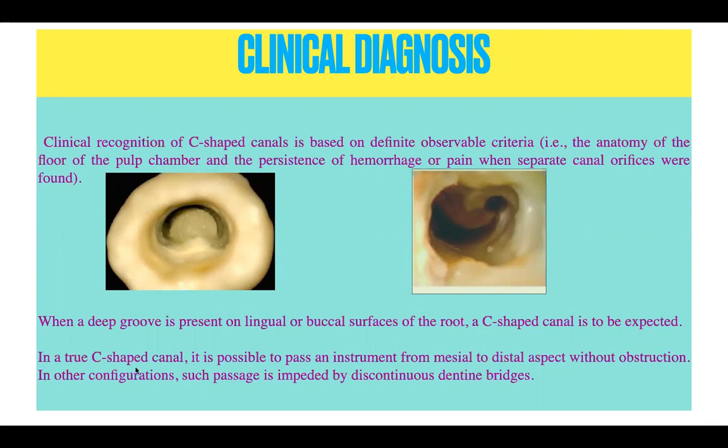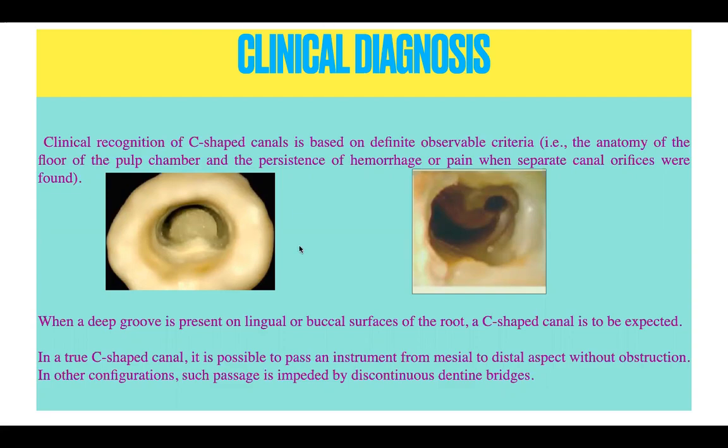In a true C-shaped canal, it is possible to pass an instrument from the mesial to distal aspect without obstruction. In other configurations, such passage is impeded by discontinuous dentin bridges. That means from here, if I start putting the instrument, it can go without interruption till here. But in this case, the file will come till here, and here I will have an obstruction, and then again one file we insert over here. So here there is discontinuity in the flow of the instrument, but here we can pass the instrument without any obstruction. So there are different types of C-shaped canal.